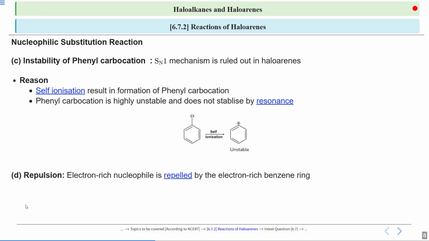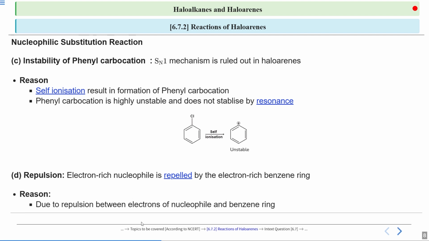The fourth reason for the lesser reactivity of haloarenes towards nucleophilic substitution reaction is repulsion. The electron-rich nucleophile is repelled by the electron-rich benzene ring. So the electron-rich nucleophile coming towards the haloarenes is repelled by the electron-rich benzene ring. It is less likely to attack the electron-rich benzene ring. The reason is the repulsion between the electrons of the nucleophile and the benzene ring.